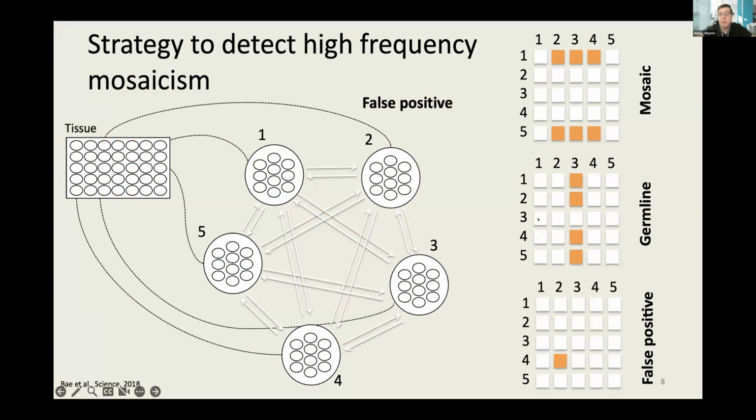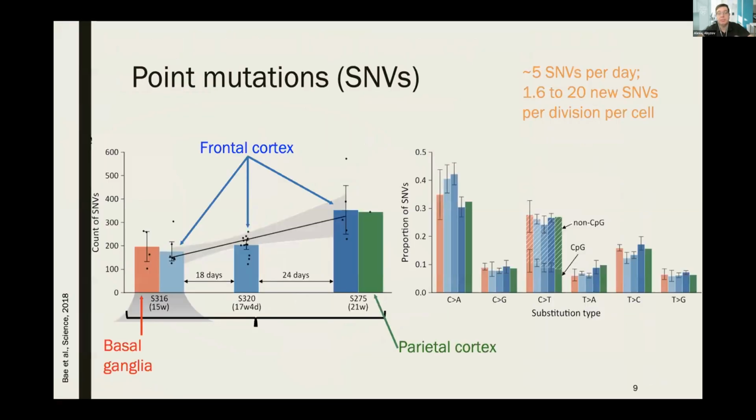So now, if you look at this, the way that hits are arranged in a table for real mutation, mosaic, germline and false positive, they're quite different, and then you can computationally resolve this issue. So we conducted this analysis initially in the brain sample. This is a rough result.